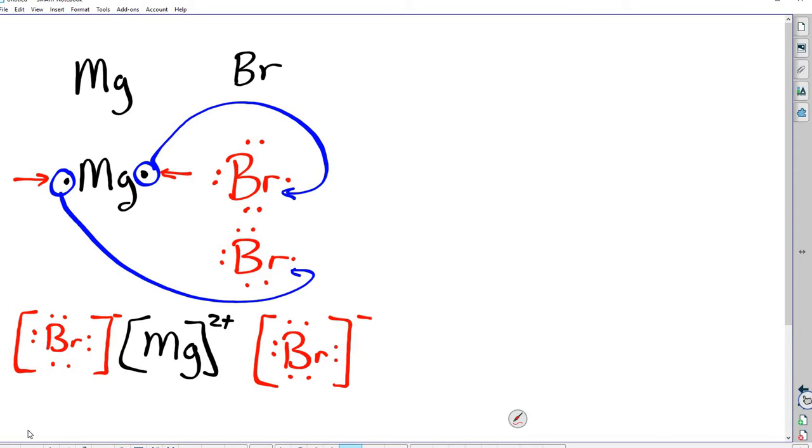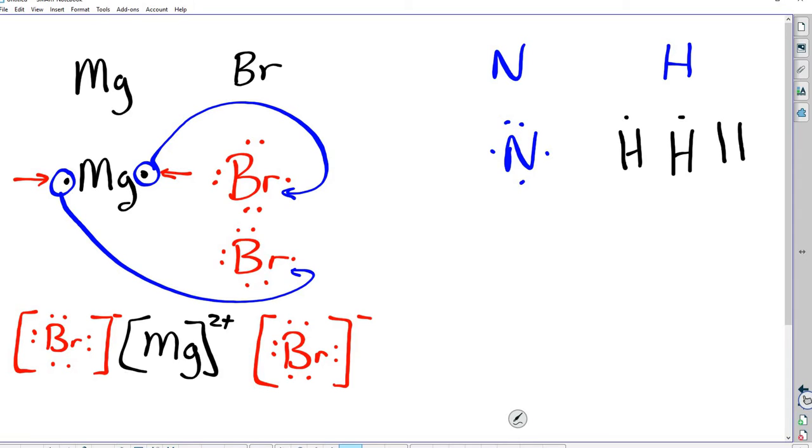Okay, so if we were doing a covalent bond now, and say that I was doing nitrogen with hydrogen, nitrogen has how many around it? 5. So 1, 2, 3, 4, 5. Hydrogen has how many around it? 1. So nitrogen needs 3, hydrogen needs 1. So how many hydrogens am I going to need? Okay, so I'm going to need 3 hydrogens here.